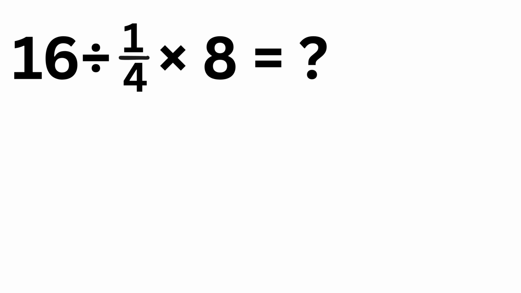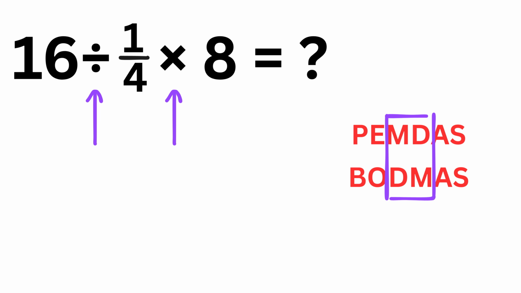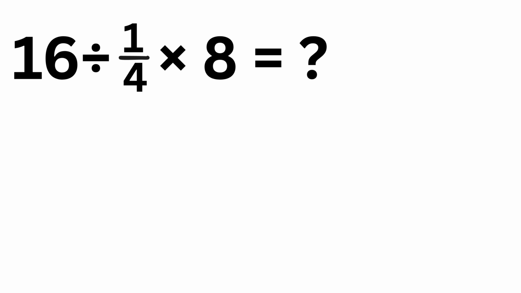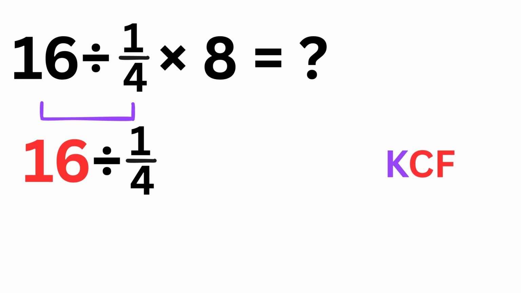In this question, we have one division and one multiplication. And as we know, multiplication and division have equal priority, and we have to go from left to right. So we start with 16 divided by 1 over 4. Now, according to the KCF rule, K stands for keep, C stands for change, and F stands for flip. We keep the first fraction, change division to multiplication, and flip the second fraction.